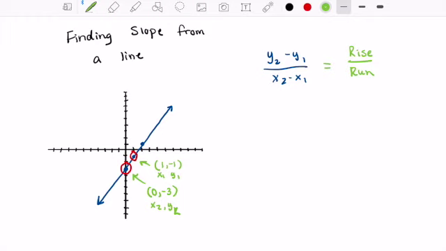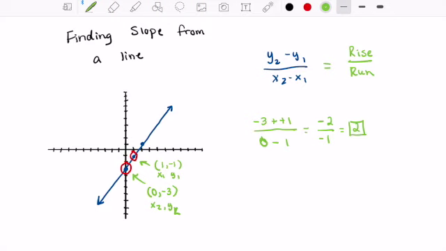So if I plug that into my slope formula, y2 minus y1 over x2 minus x1, we're going to get -3 plus 1 gives me -2. 0 minus 1 gives me -1. That gives me a positive 2. And my slope for that equation is positive 2.